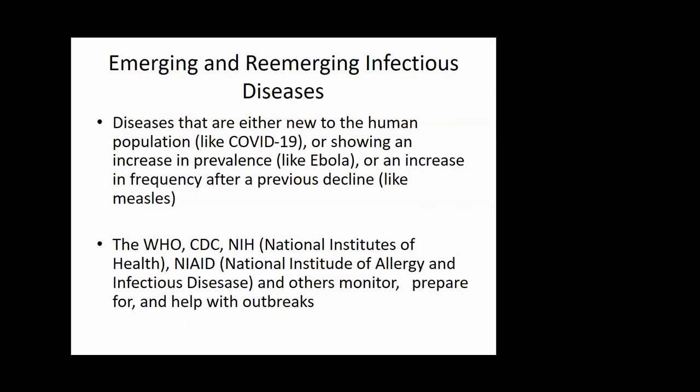And so our public health facilities, the WHO, the CDC, the National Institutes of Health, and the National Institute of Allergy and Infectious Diseases, those are two government organizations that do a lot of research and grant giving for other research scientists. They monitor and help with outbreaks as well.